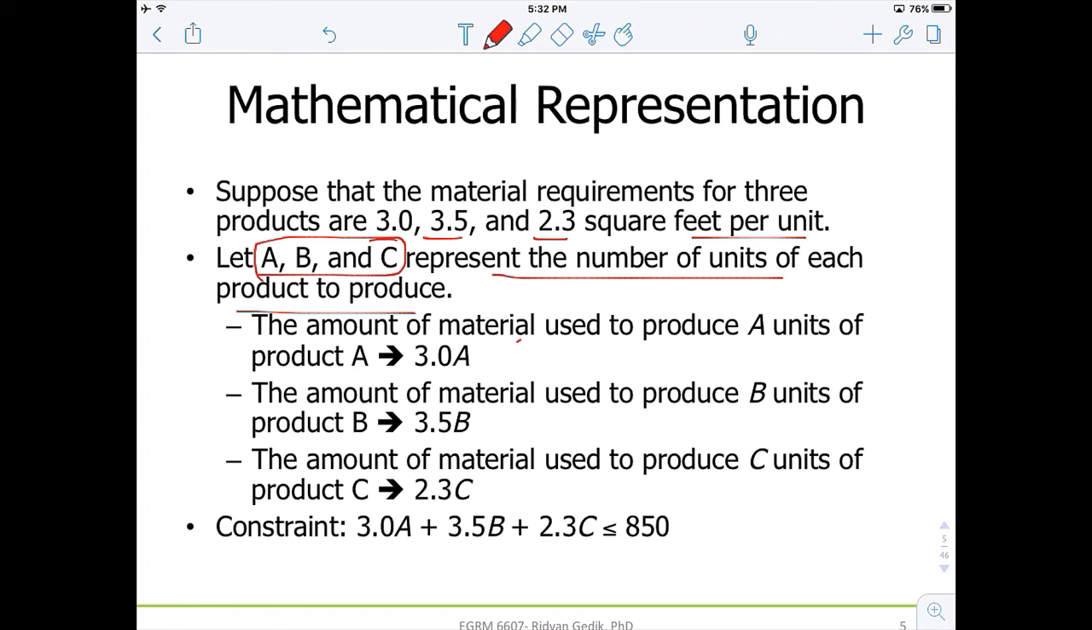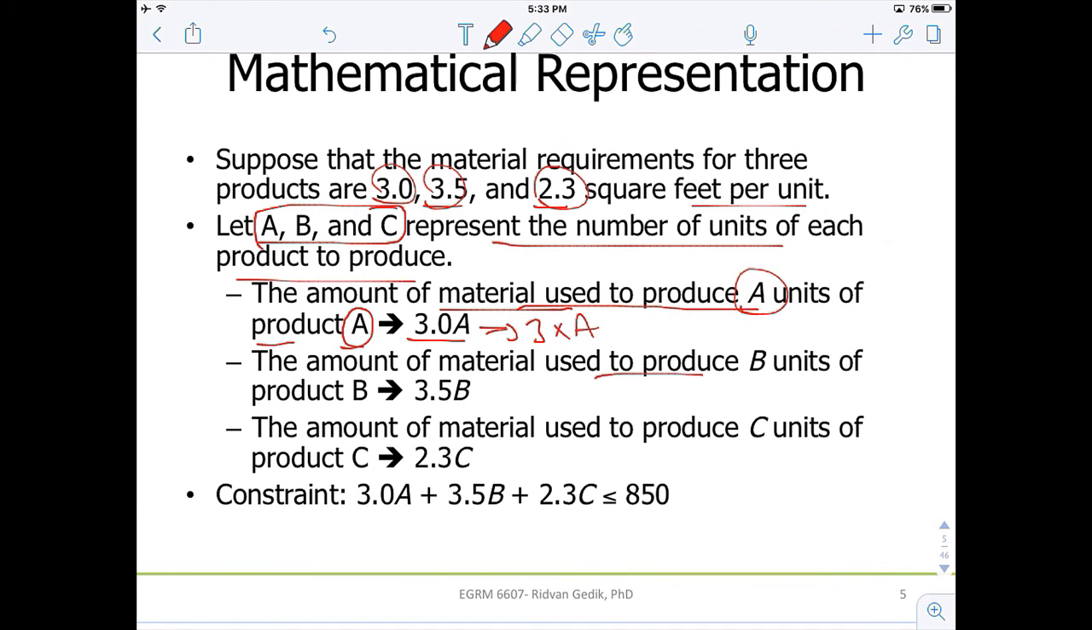Therefore, the amount of material used to produce A units of product is going to be, right? It has to be 3, 3.5, and then 2.3, right? Those are the requirements. So then we can control the amount of material used to produce A units of product A, right? So it is just basically 3 times A. Okay, so the amount of material used to produce B, if you repeat what we just did for A, it's just going to be 3.5 times B, right? And then finally for C, it is just going to be 2.3 times C.